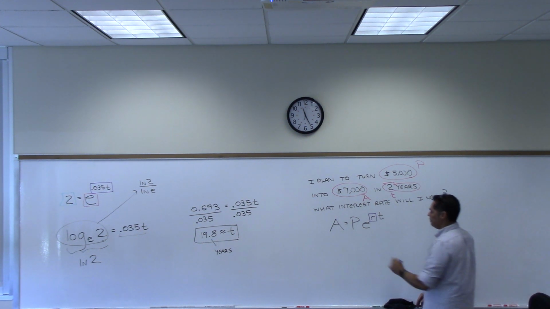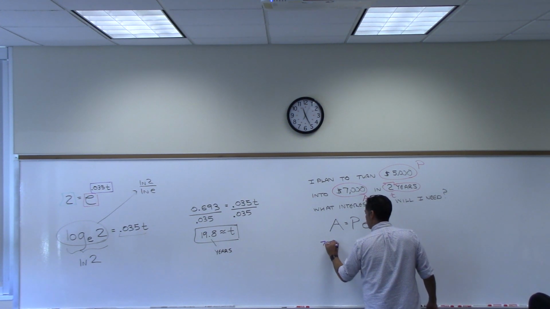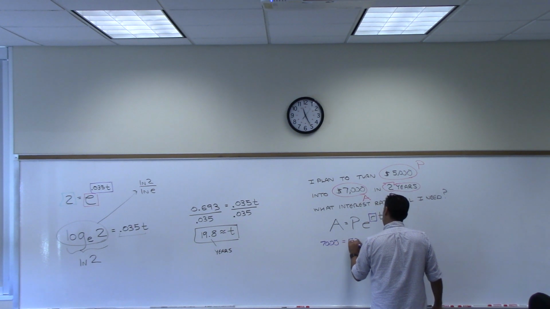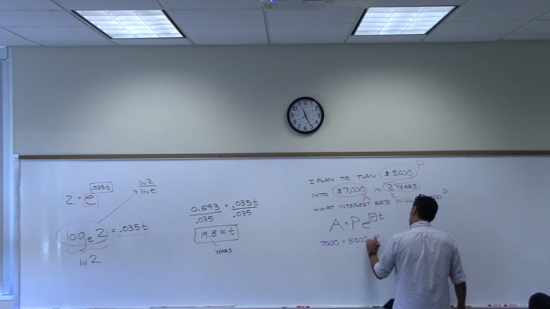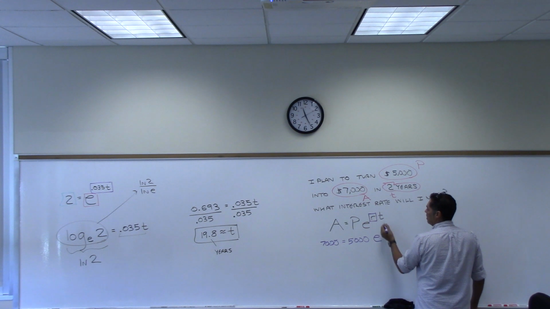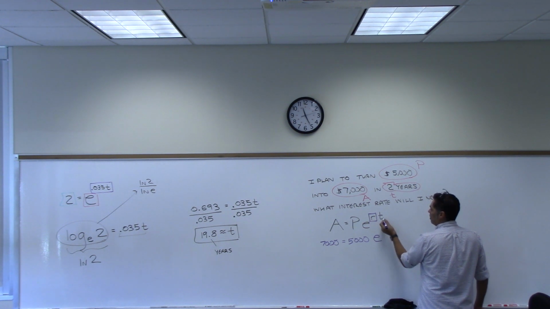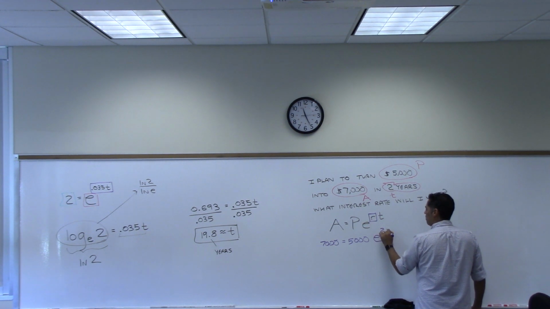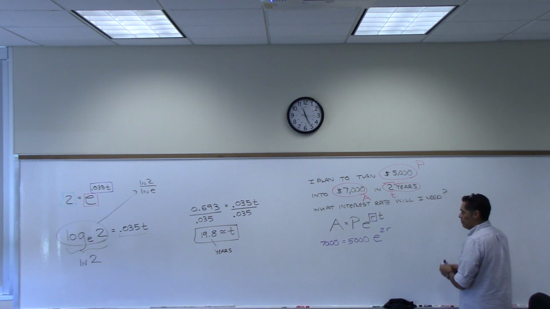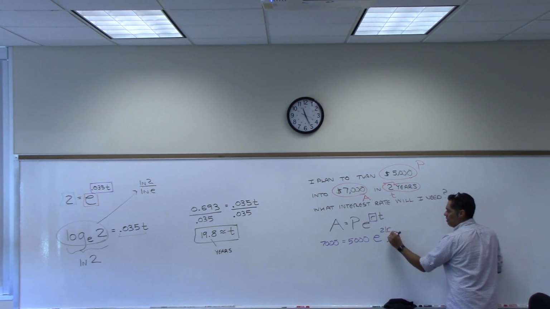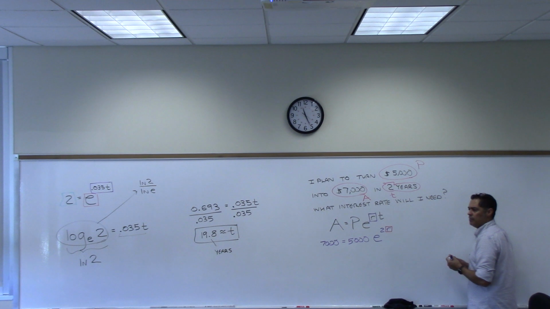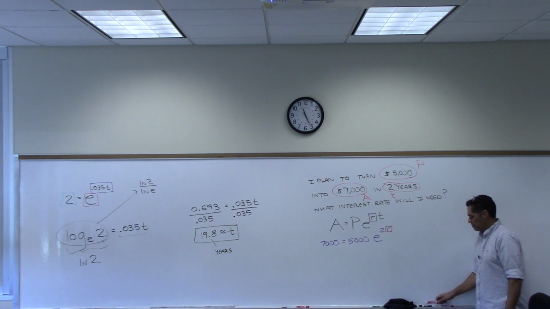Let's fill things out. 7,000 equals 5,000 e to the R times T. T was 2, right? 2 times R is 2R. I'm trying to solve for R right there.